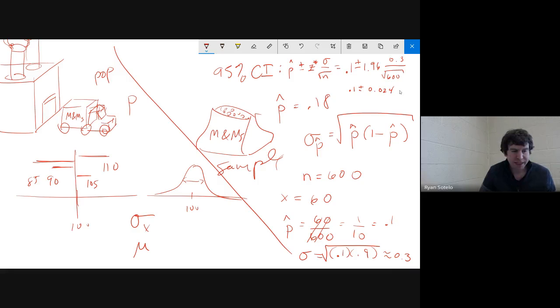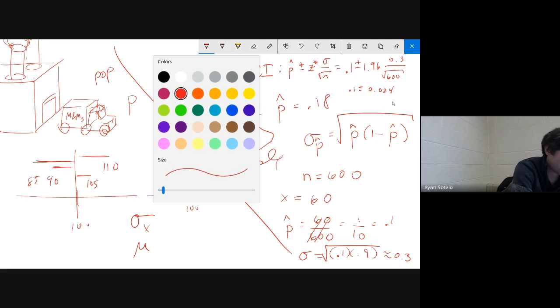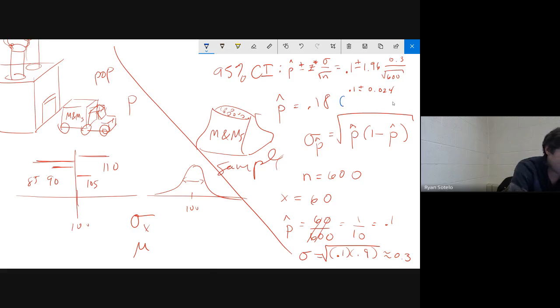So that's my margin of error here. And so I would create a confidence interval. I'll do it in a different color, I guess, because I'm getting close to all my other writing, of 0.1 minus that number. So 0.076 to 0.1 plus that number.